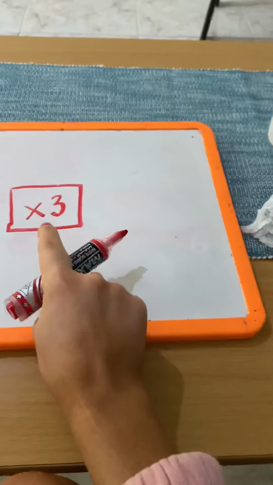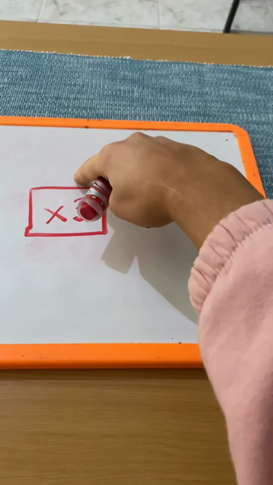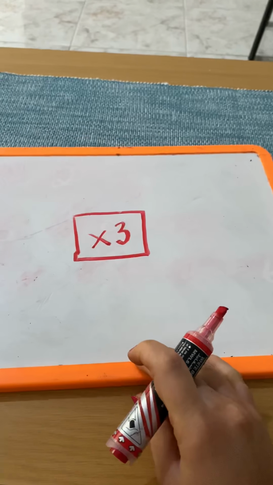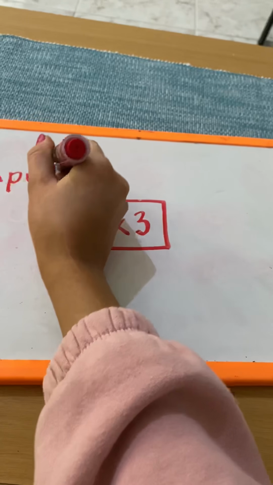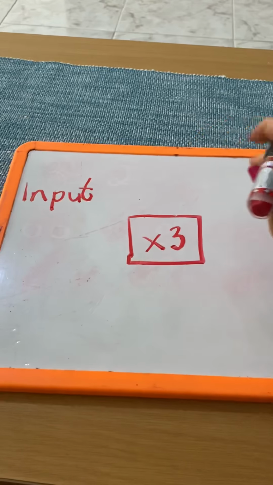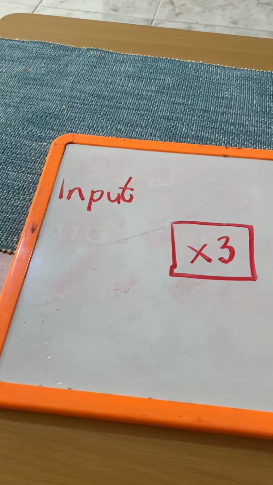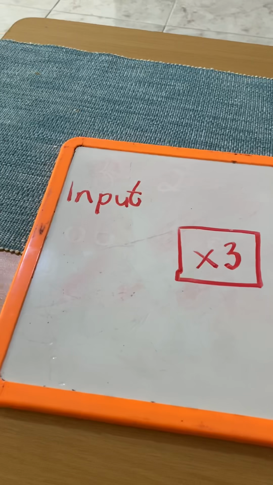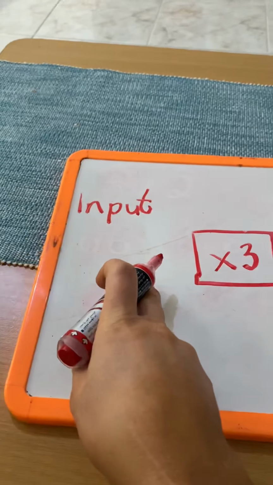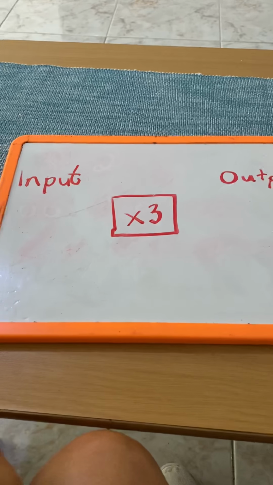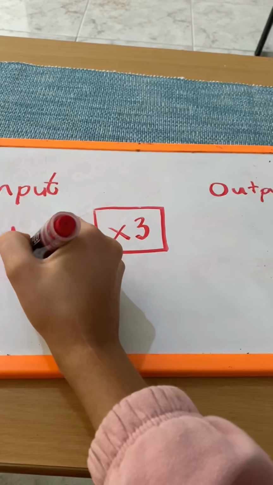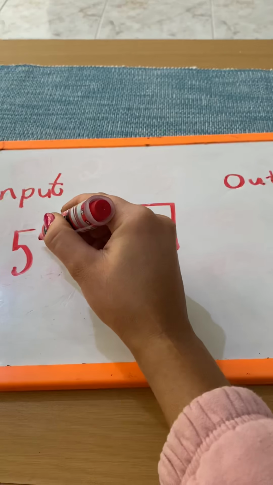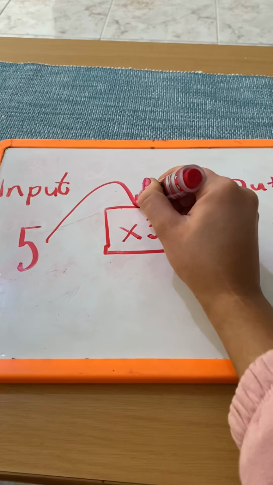That means anything that goes into the function machine has to be multiplied by 3, and then it will come out the other side. What goes into the function machine is called our input. What comes out of our function machine is our output. So, on the left-hand side, we're going to pick a number to put in. So, I'm going to pick the number 5. So, the number 5 is going into our function machine.